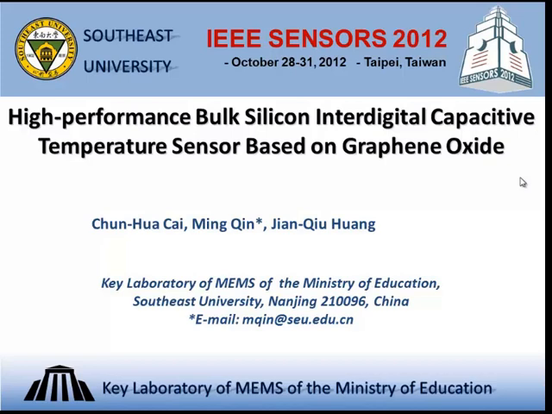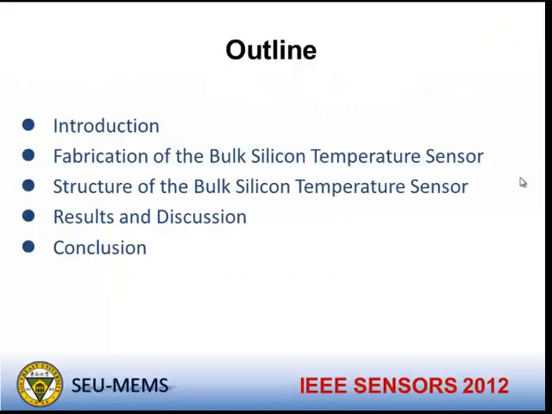My presentation is about a high-performance post-silicon interdigital capacitive temperature sensor based on graphene oxide. My presentation is divided into 5 parts. First is the introduction. I will talk briefly about the motivation of our research. Then, the fabrication of the post-silicon temperature sensor will be given. After that, the structure of the temperature sensor will be shown. The result and discussion, and last is the conclusion.